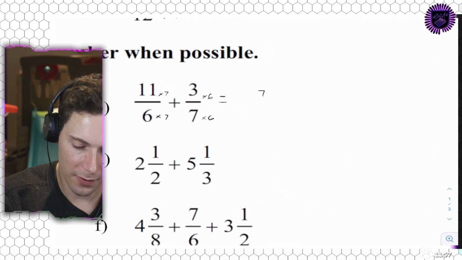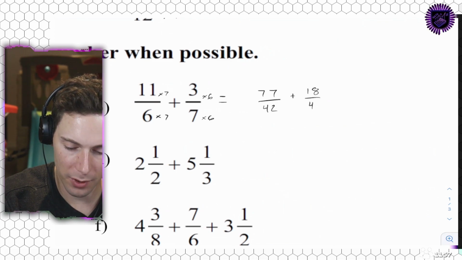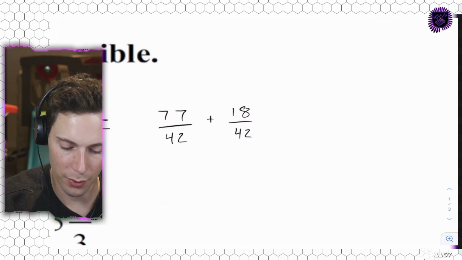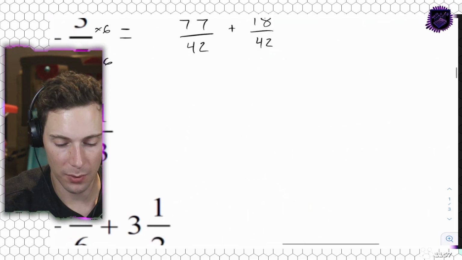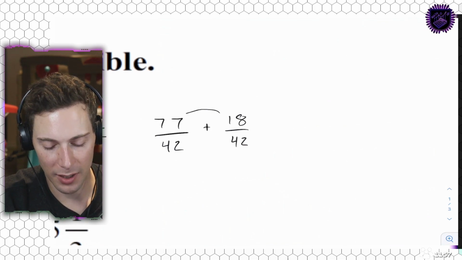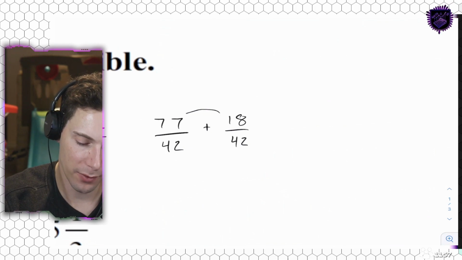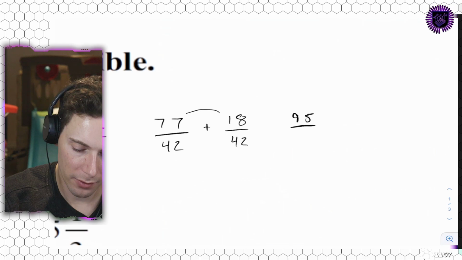So 77 over 42 is plus 18 over 42. Now we're going to add the tops, and then we have to simplify. So adding the tops, it's going to be 77 plus 18, 95 over 42.